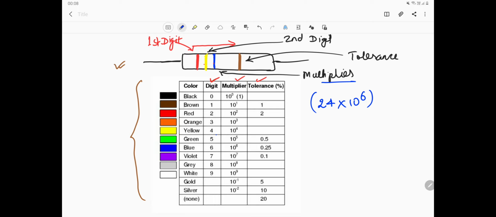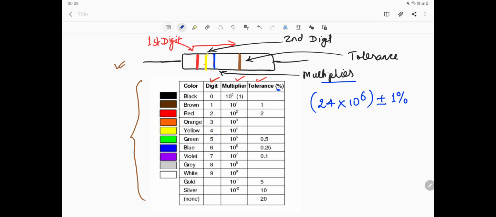Corresponding to the brown color, it is 1, and this is in percentage. So I'll write here plus minus 1%. So basically this tolerance indicates how much fluctuation can occur in plus and minus, that this resistance will have an error of around 1%. So please keep this in mind.